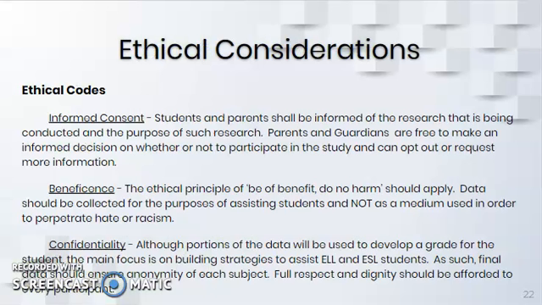Ethical considerations. So, informed consent. Students and parents should be informed, or will be informed, that this research is being conducted and the purpose of the research. Parents and guardians are free to make an informed decision on whether or not to participate in the study and can opt out. It needs to be of beneficence. So, be of benefit, do no harm.